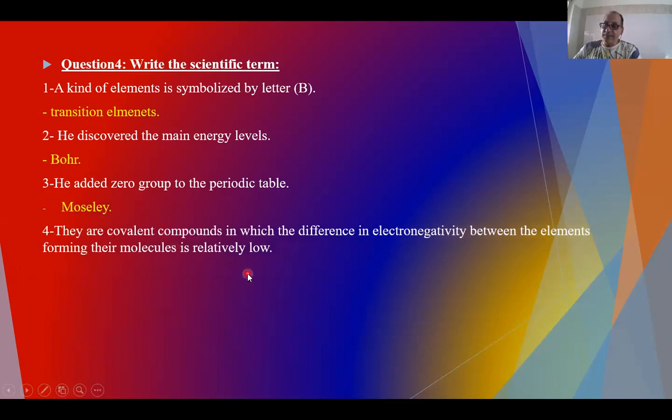They are covalent compounds in which the difference in electronegativity between the elements forming them is relatively low. We said relatively high means polar. Relatively low means non-polar.